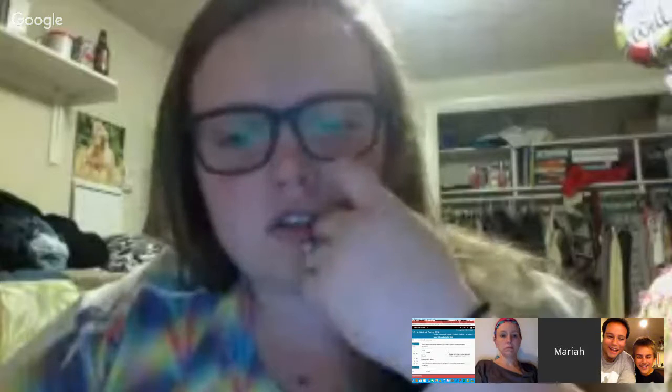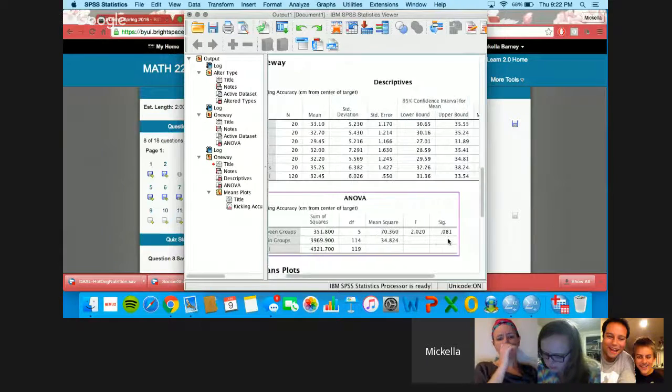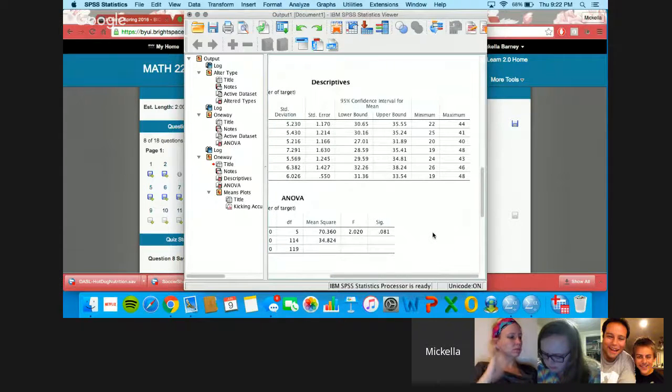How large? Down to 3 decimal places is what confused me. That is a good point. I wish it was labeled better because it just says minimum, maximum, minimum, maximum.